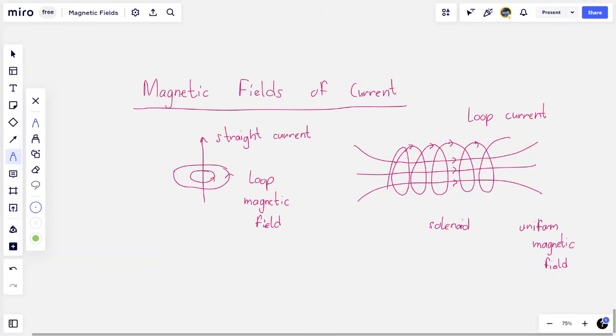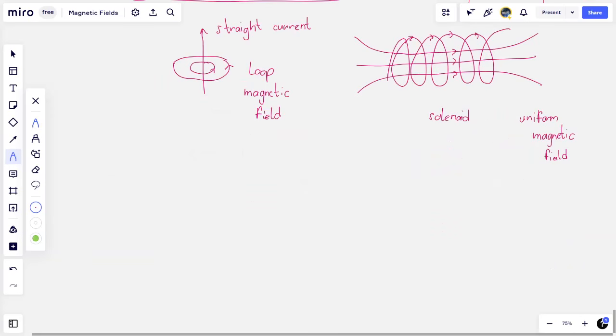And that's an interesting thing, and that's why wires feel a force when placed near a magnetic field, because they also produce their own magnetic field. Only the two fields can interact, and that's why there's a force of attraction or repulsion. And so a straight current produces a looped magnetic field, a looped current produces a straight or uniform magnetic field.